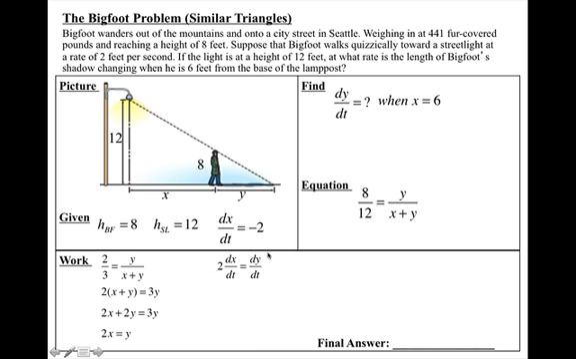Now I can plug in the stuff I have. I know what dx/dt is. That was given to me, -2. I want to find dy/dt. So I plug in what I have, and I simplify. So this tells me that the rate at which his shadow is changing is -4 feet per second. Notice how I labeled. And the -4 is telling me that his shadow's length is decreasing 4 feet every 1 second.